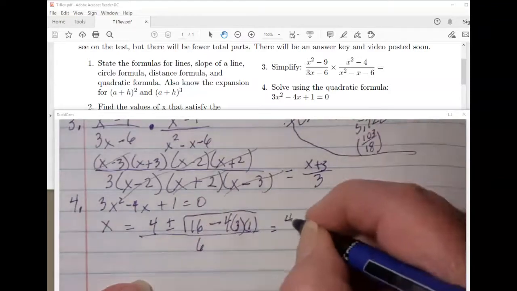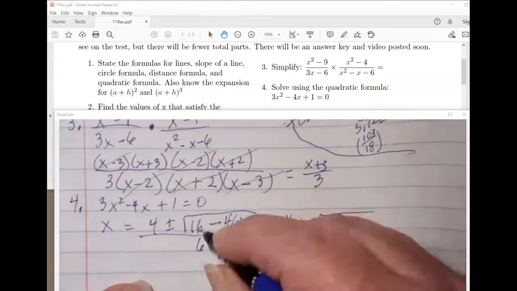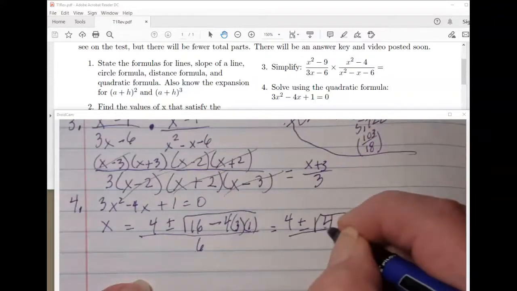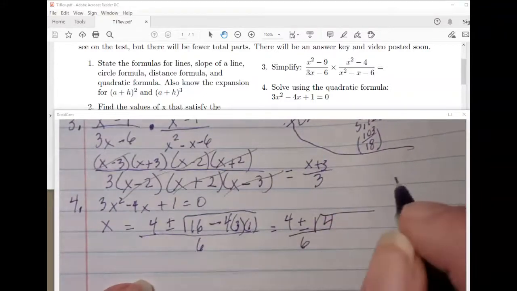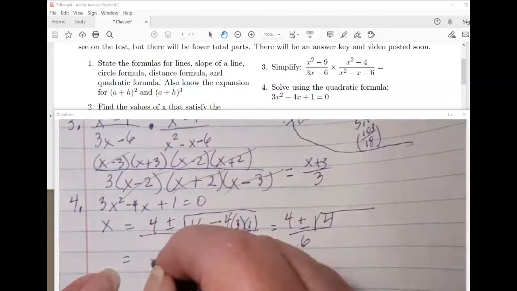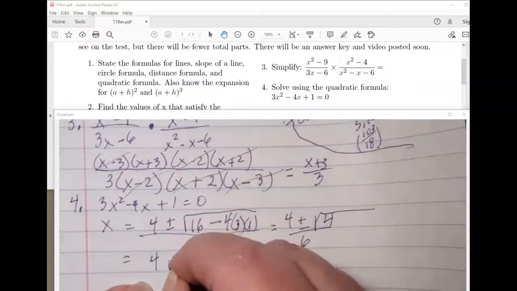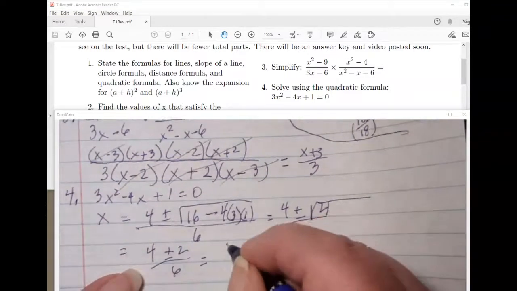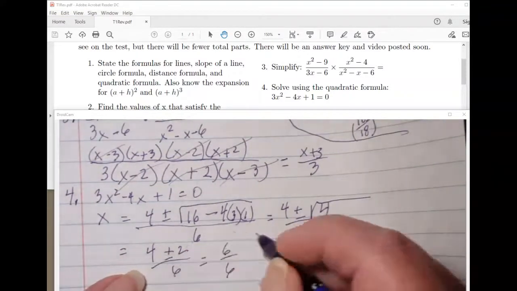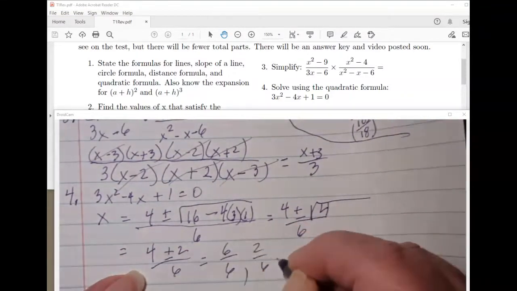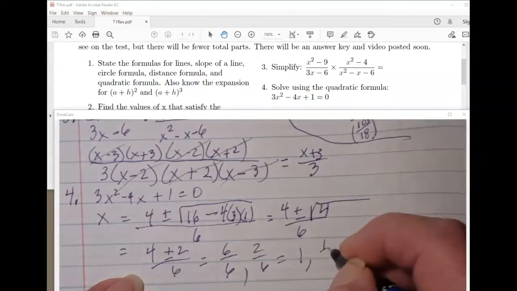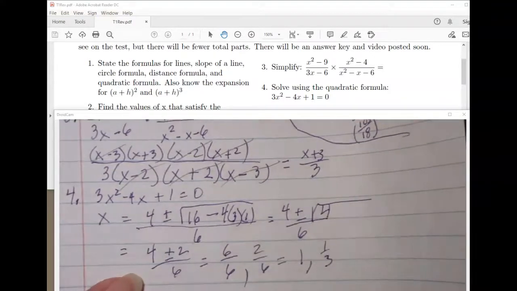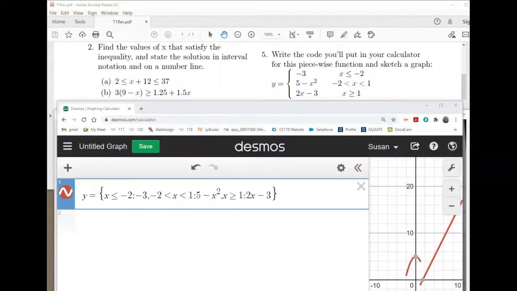So that gives me 4 plus or minus the square root of 16 minus 12 is 4, over 6. And that is 4 plus or minus 2 over 6, which gives me 4 plus 2 is 6 over 6. 4 minus 2 is 2 over 6, which reduces to 1 third. It's a quadratic formula. For problem number 5, you can do this either on Desmos or on a graphing calculator.